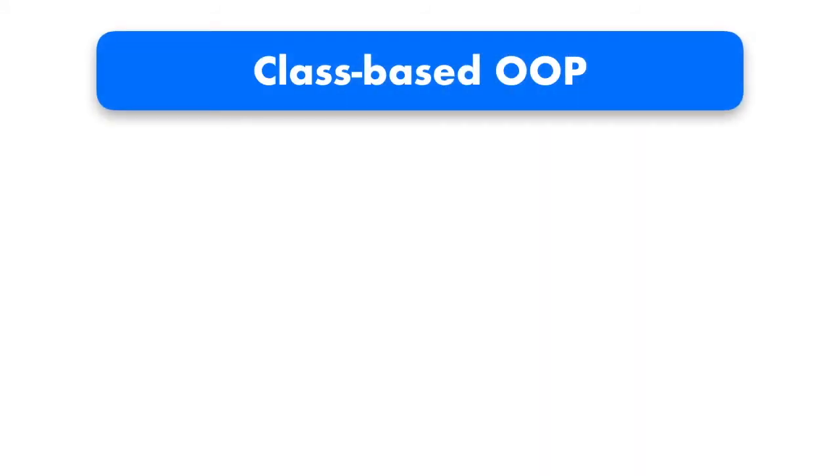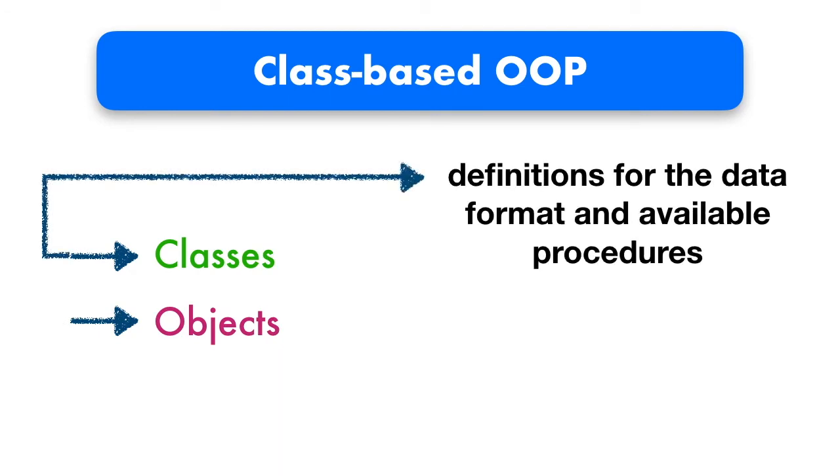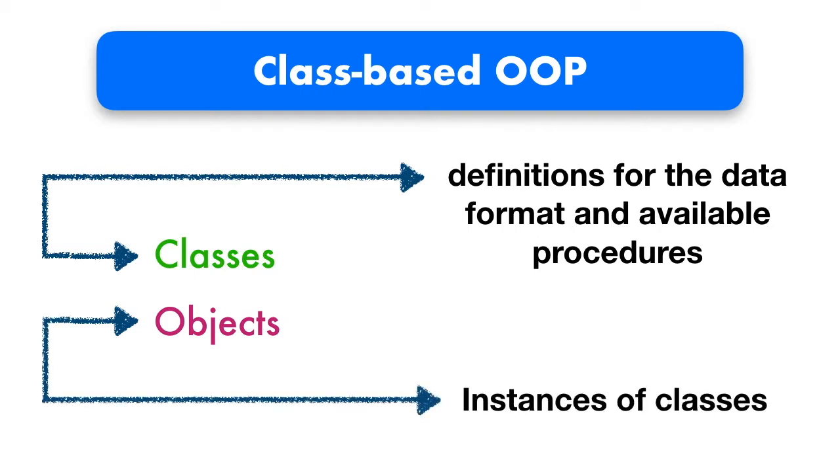Class-based OOP languages support two main concepts, classes and objects. Classes are the definitions for the data format and available procedures for a given type or class of objects. Objects are instances of classes. Objects sometimes correspond to things found in the real world. For example, a graphics program may have objects such as circle, square, triangle, etc. An online shopping system might have objects such as shopping cart, customer, product, etc. All of these objects will contain relevant data and functions to operate on that data.